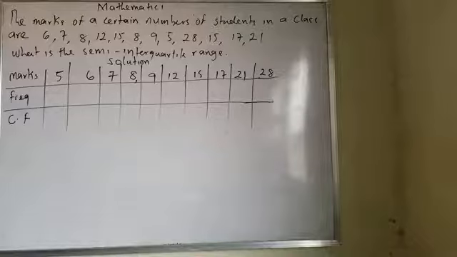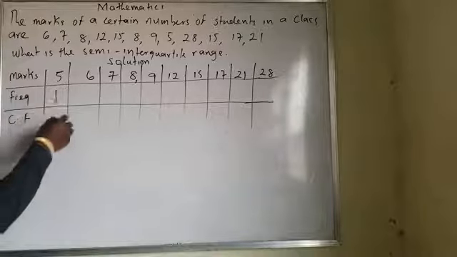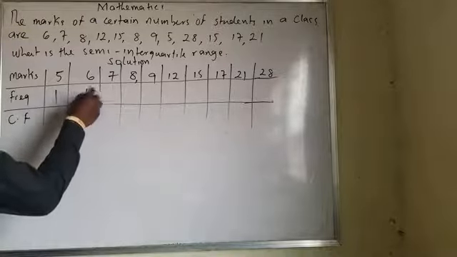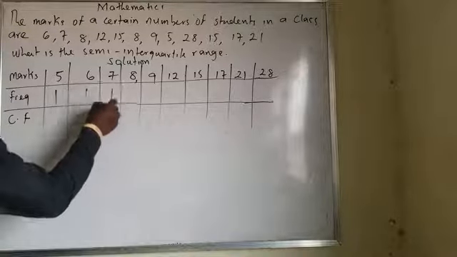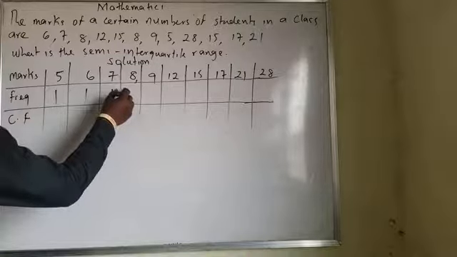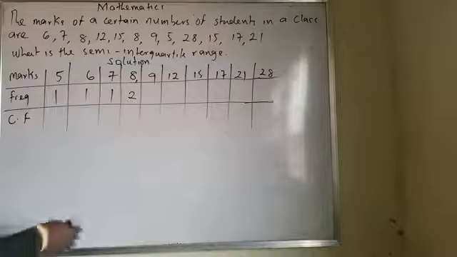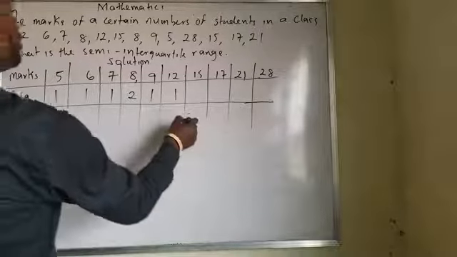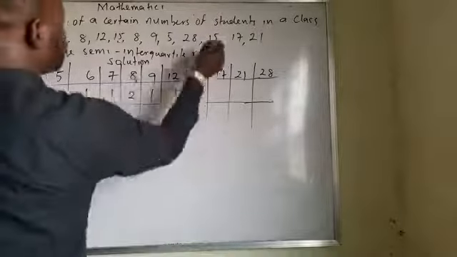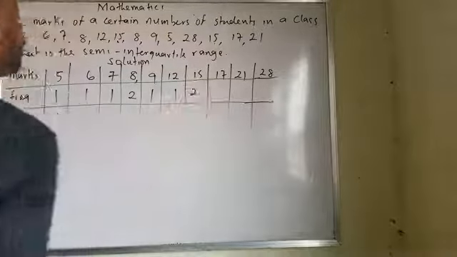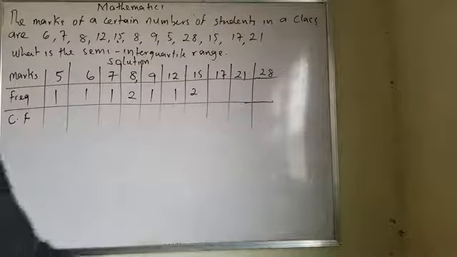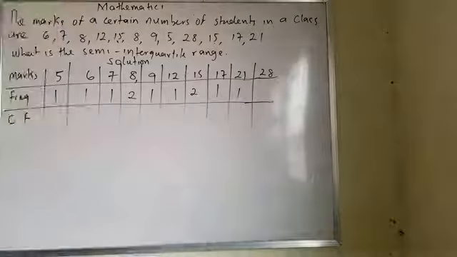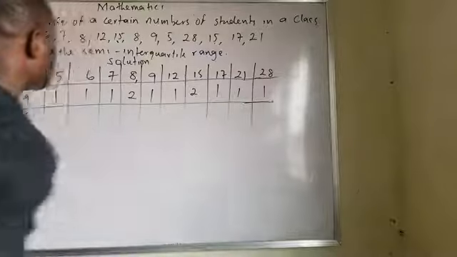Now, I want to generate my frequency. How many 5s am I having? 1. How many 6s? 1. How many 7s? 1. How many 8s? 8 is 2. 9 is 1. 12 is 1. 15, I have 2. How many 17? I have 1. 21, 1. 28, 1. That is my frequency.